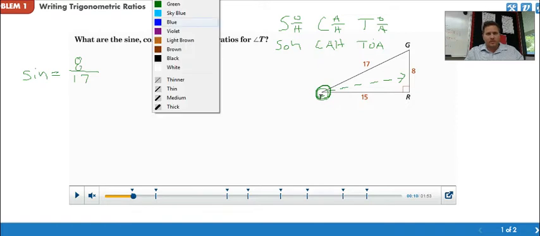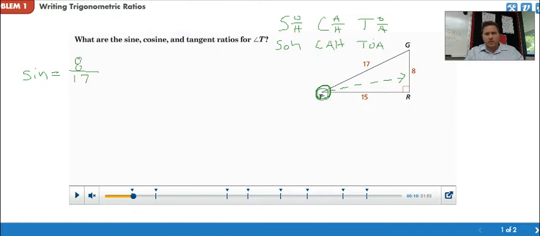Alright, let's do a different color. Let's do violet, that's a good one. My next one is cosine. Cosine equals adjacent over hypotenuse. Remember, adjacent means next to each other. So if I'm looking at this t right here, well, 17 and 15 are both adjacent.